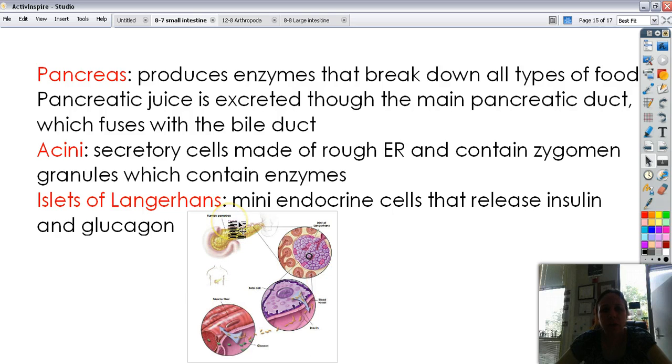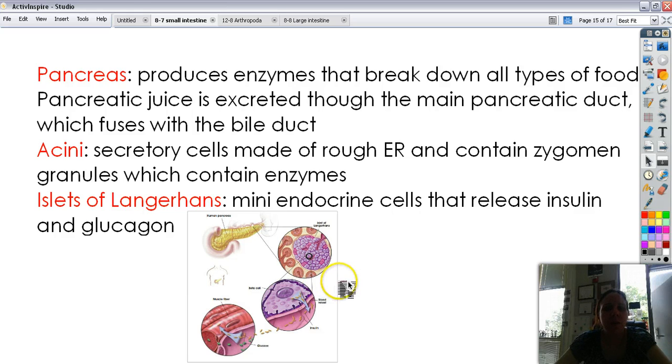Now, the pancreas has 2 main types of cells in it, depending on what their job is. We have acini, another word I need to look up, how to say it properly. If it was Latin, it'd be acini. Pure Latin. These are secretory cells made of rough ER and contain zymogen granules, which contain enzymes. So the ZY reminds you of enzymes. And so in this little picture, where do we have those? It's not in that picture.